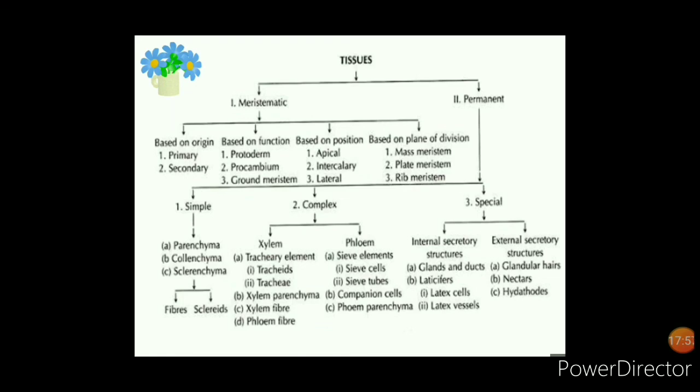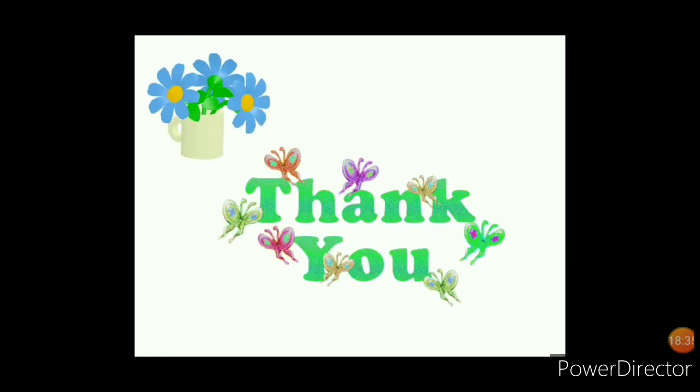Permanent tissues are mainly of three types: simple, complex and special. In that, simple tissues are parenchyma, collenchyma and sclerenchyma, these three. Sclerenchyma is again classified into fibers and sclerites. And complex tissues are divisible into xylem and phloem. Xylem shows four components and phloem shows four components. Xylem is considered a dead tissue, whereas phloem is considered a living tissue, and special tissues we will study afterwards. Thank you very much.